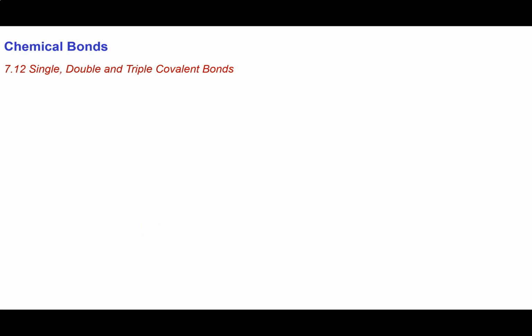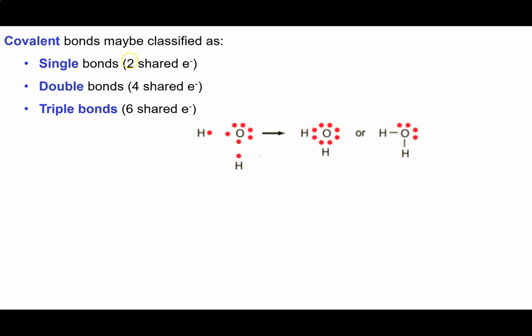So at present, all of the bonds that we've looked at in detail have just been what we describe as single bonds. These are where we just have a single pair of electrons between our two atoms that are being bound together. It is also possible to share a larger number of electrons and form what we call double and triple covalent bonds. So single covalent bonds involve the sharing of 2 electrons, double covalent bonds involve the sharing of 4 electrons, and triple covalent bonds involve the sharing of 6 electrons.